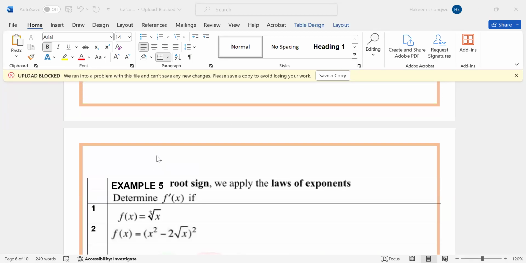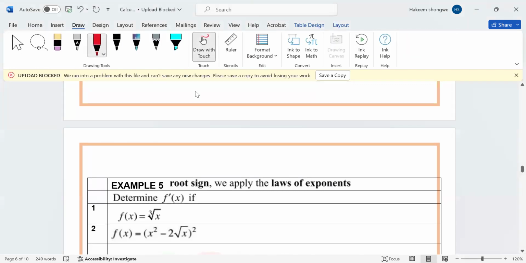Example number 5, we are going to be dealing with roots. If you have root signs, we are going to change them into exponential. Now, what we need to understand is the following. If we have a root, let's start with the basic one, the square root. If I give you something like this and I say you have square root of x.